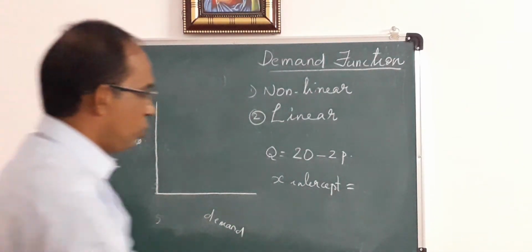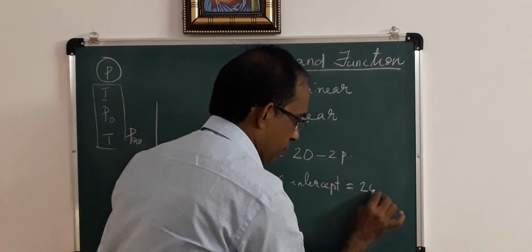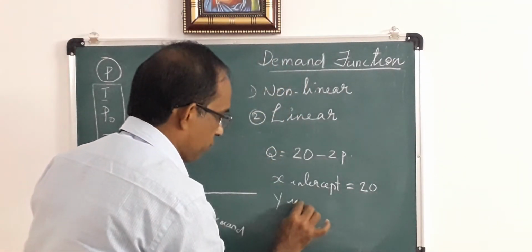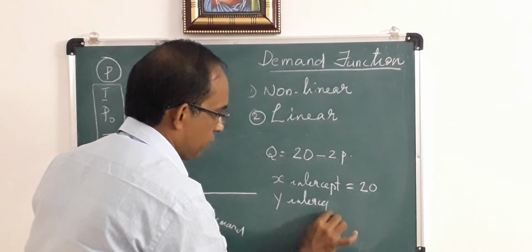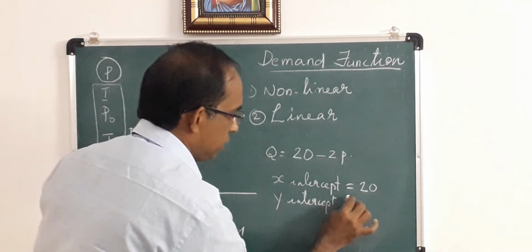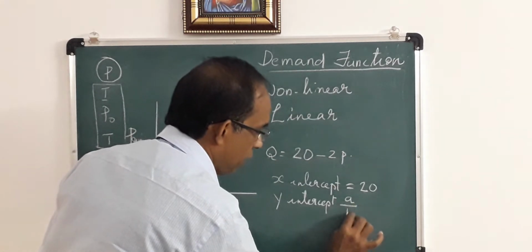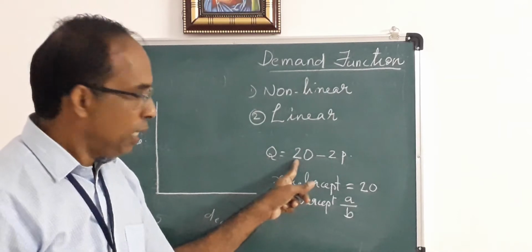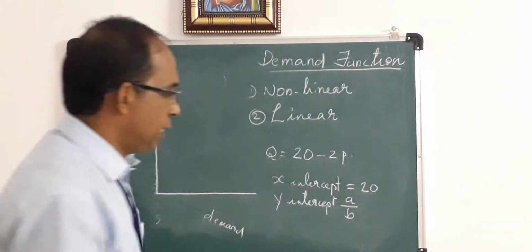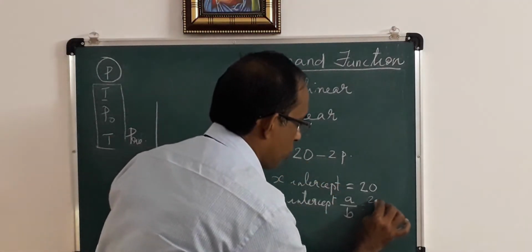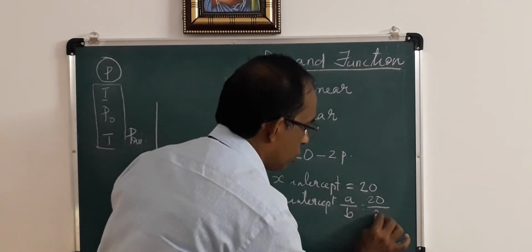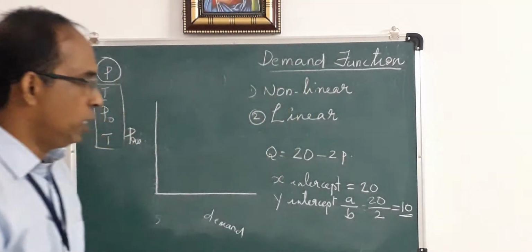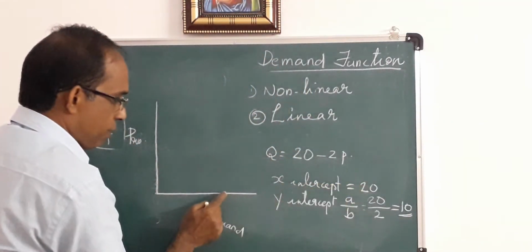X-intercept, that is 20. And the y-intercept is A divided by B. A is 20, B is 2. That is 20 divided by 2, that is equal to 10. That is it. This is called the x-intercept.